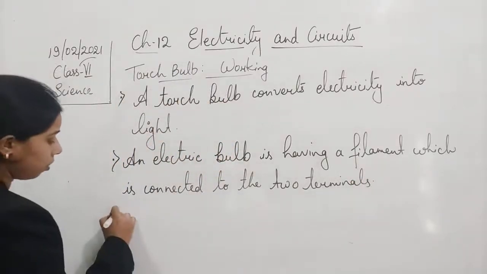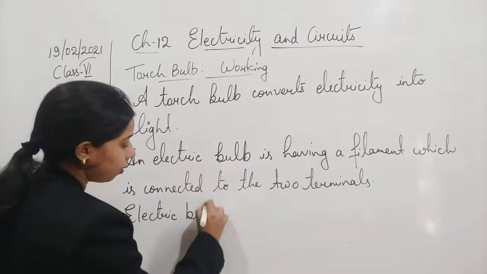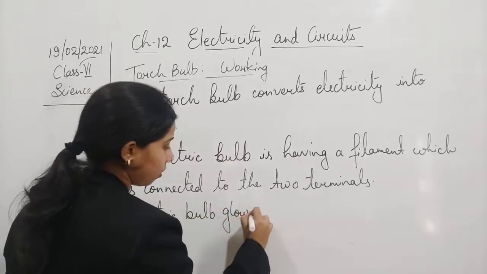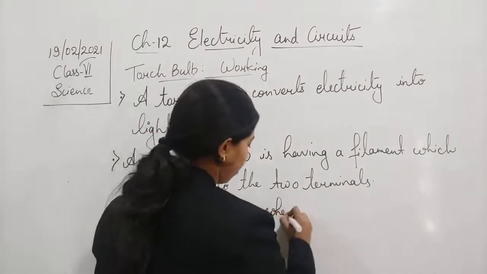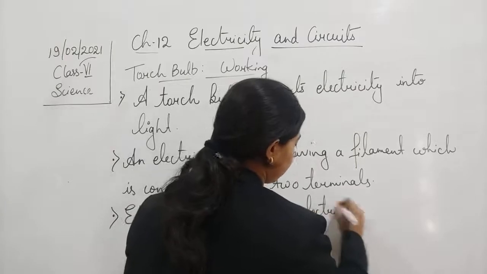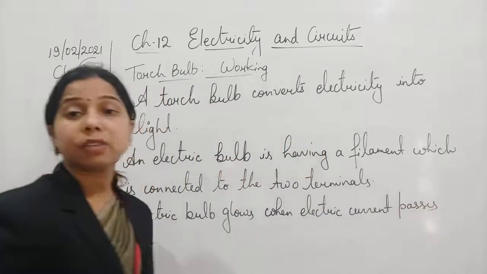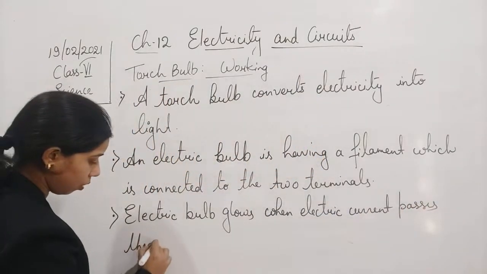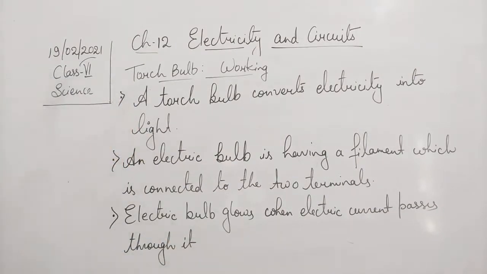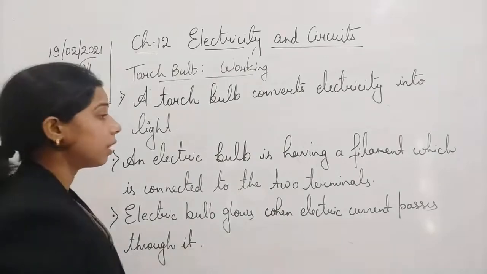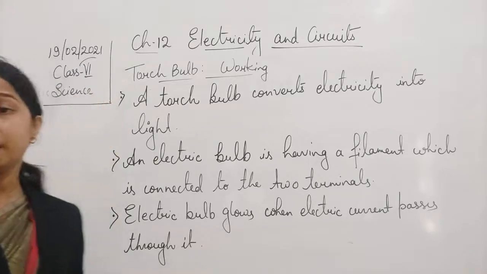Now we can say that the electric bulb glows when electric current passes through it. So you see, students, the filament, which is connected to the two terminals, glows when the electric current passes through it.